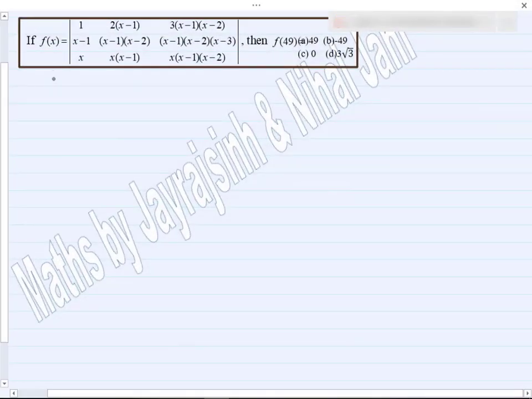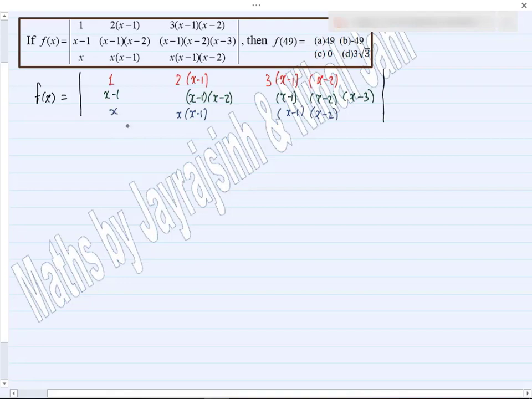In this question, we have f of x is equal to 1 determinant. Then we have to find f of 49. So first of all, let's try to simplify our determinant. And here it is. We can divide second column by x minus 1. So here we are going to take operation C2 gives 1 upon x minus 1 C2.